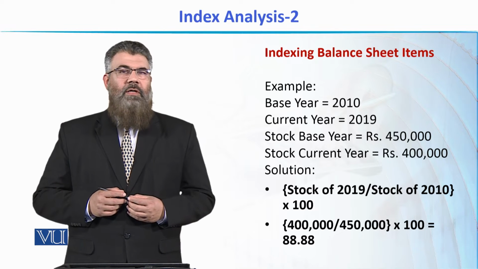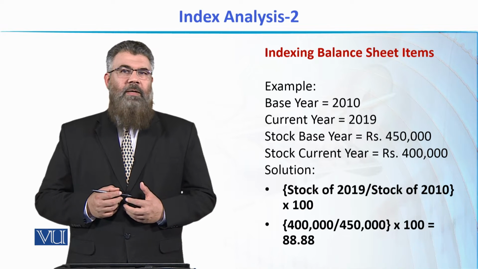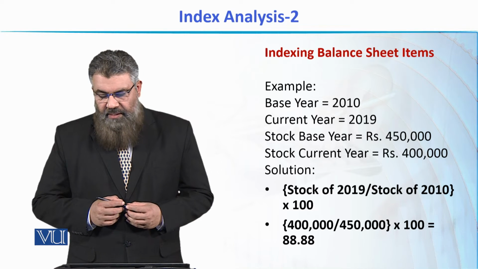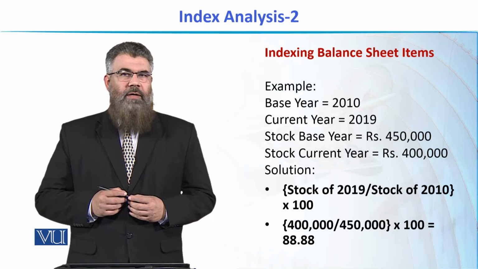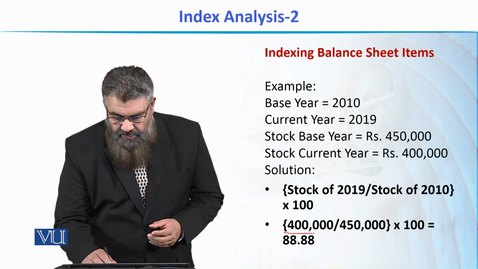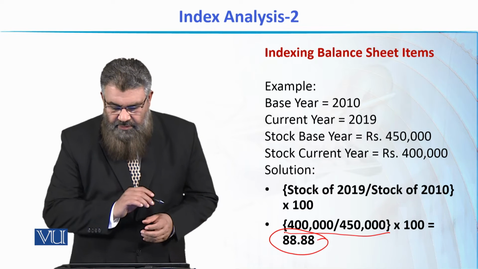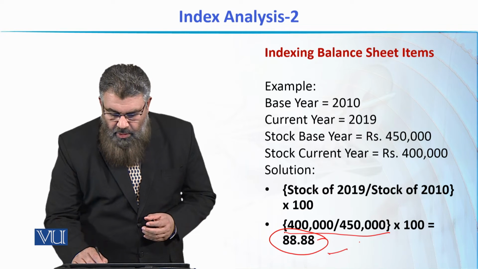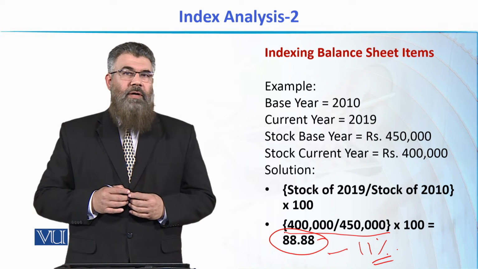So if the current year is 2019 and the base year is 2010, and the inventory or stock in the current year is 400,000 as compared to the base year, which is 450,000. So this is what we'll do. We'll divide the value of stock in trade of the current year with that of base year. So 400,000 divided by 450,000 multiplied by 100 gives us an answer of 88.88, which simply means that almost 11% has been the decrease in the value of inventory.